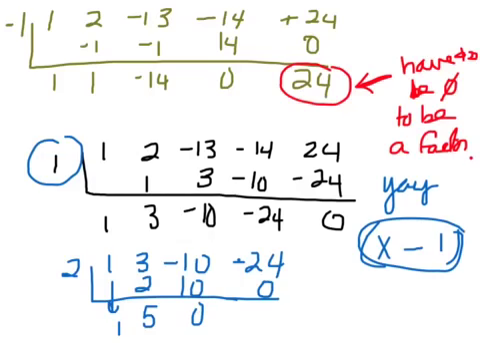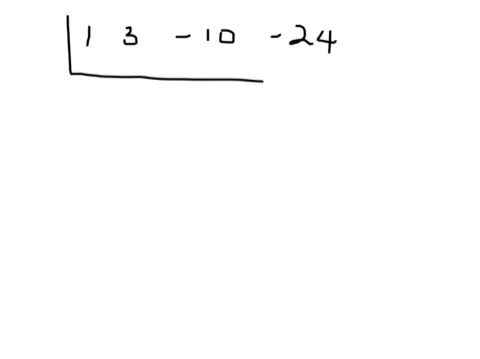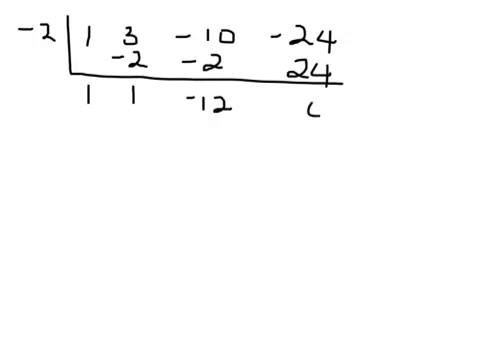1, 3, negative 10, negative 24. I was going to forget it if I don't write it down. Let me try dividing negative 2 into it. Bring down my 1. Negative 2 times 1 is negative 2. 3 plus negative 2 is 1. Negative 2 times 1 is negative 2. Negative 10 and negative 2 make negative 12. Negative 2 times negative 12 is 24, and they add up to 0.